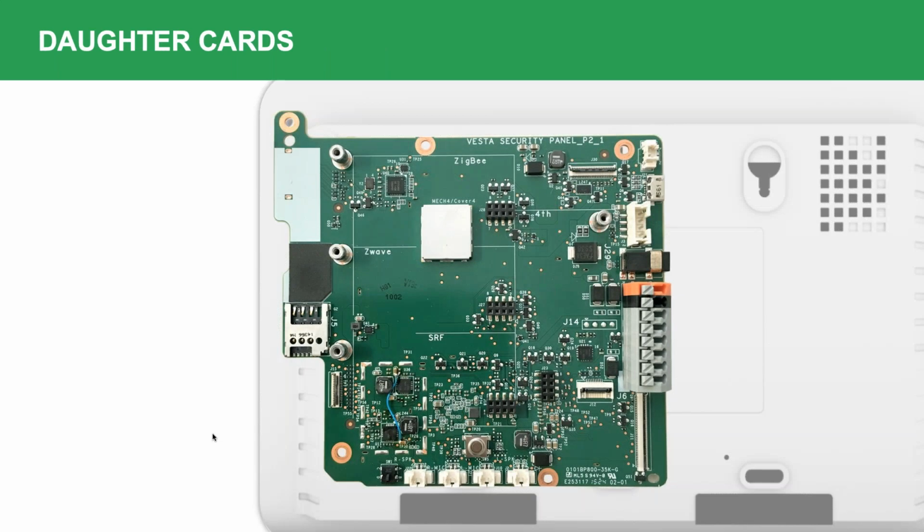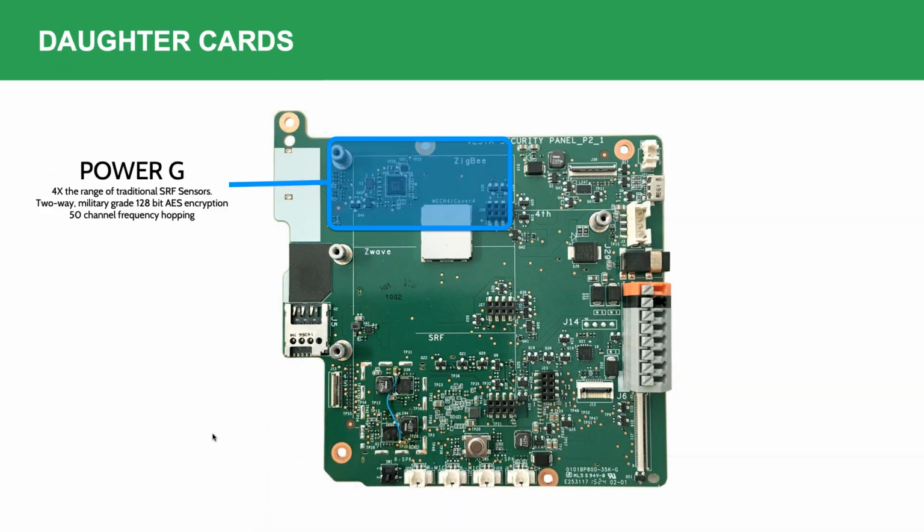If you look inside the panel, you'll notice we have daughter cards. I'm going to explain what each of these are and how they work. The first one we have is PowerG. With PowerG, you get 4 times the range of your traditional RF sensors. It's a two-way sensor. This was originally made as a military-grade sensor with 128-bit AES encryption and 50-channel frequency hopping. So it's a very robust and awesome sensor that a lot of us had not seen.